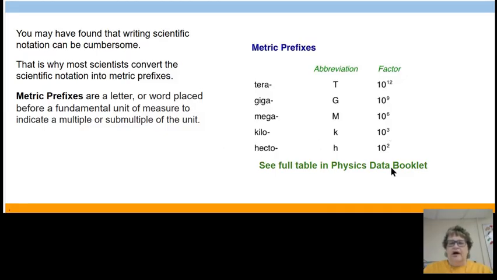All right, so your data booklet, the cards that we have, they have a whole page of what are the prefixes. So there are many of them.